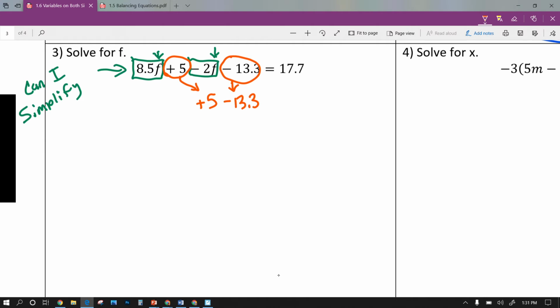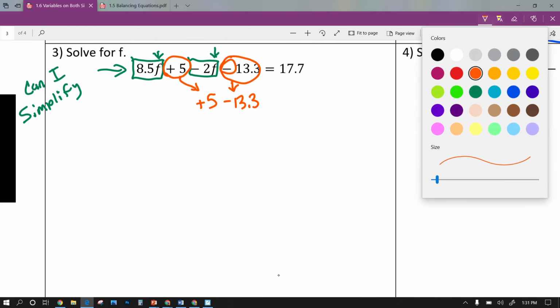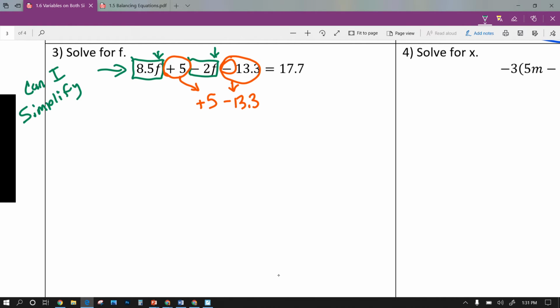And when I bring them together, I'm going to take the sign. So this negative sign travels with that 13.3. When I bring my variable terms together, the sign's going to go with that, this negative 2f or minus 2f and 8.5f. So now that I have them grouped together, I can go ahead and actually combine those like terms. So I have 8.5f minus 2f is going to give me 6.5f.